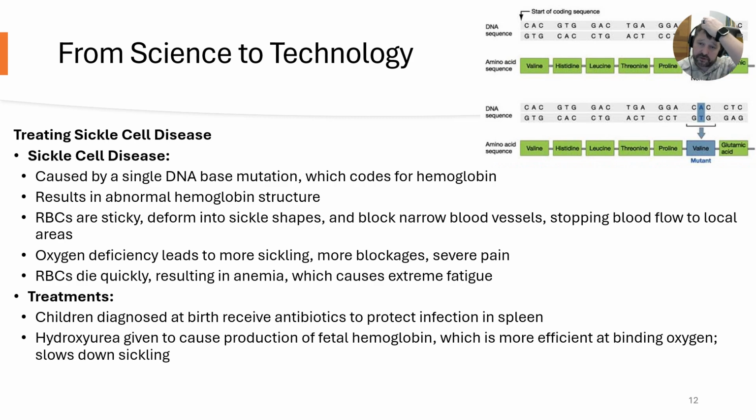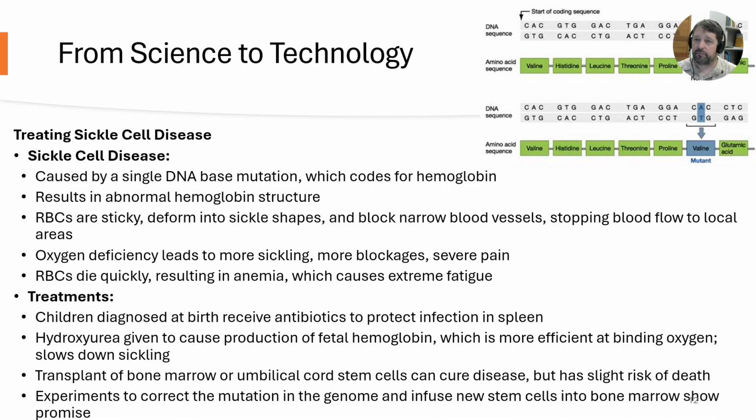Fetal hemoglobin is sometimes given. Sometimes you can get hemoglobin molecules from a fetal perspective that are a little more efficient at binding to oxygen, and that can slow down the sickling effect. It can slow down that compression of the individual. In some circumstances, bone marrow is transferred, or umbilical cord stem cells are transferred from other individuals to try to cure the disease.